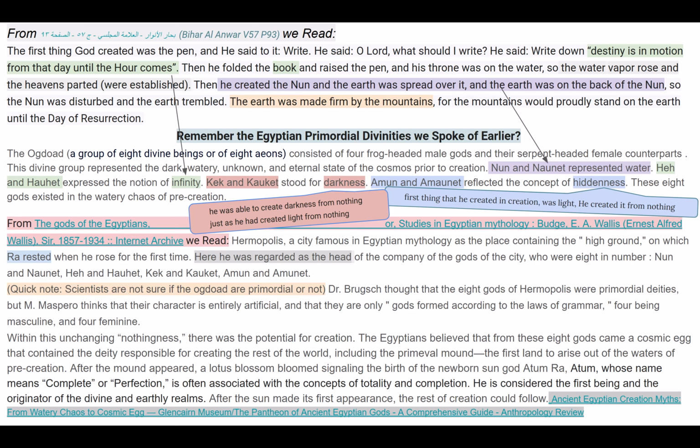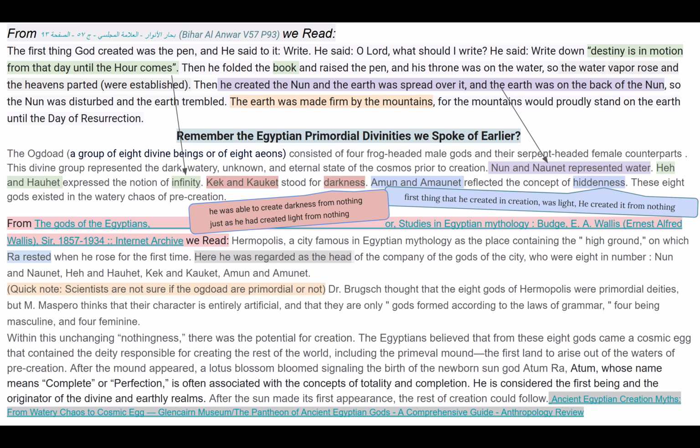So scientists, Egyptologists, are not sure what the story of creation of the Egyptians actually is. They tell us that this Ogdod, infinity, light, darkness, and water, created the sun. Together they created a cosmic egg, and out of the cosmic egg the sun god Ra emerged. That's what they tell us. This is not true. Okay?